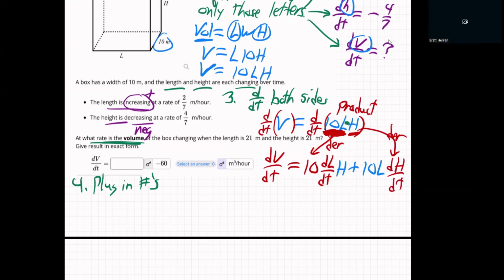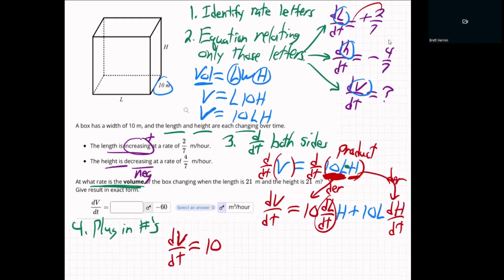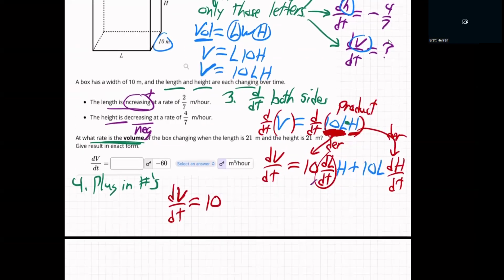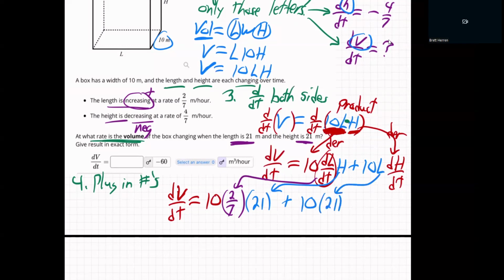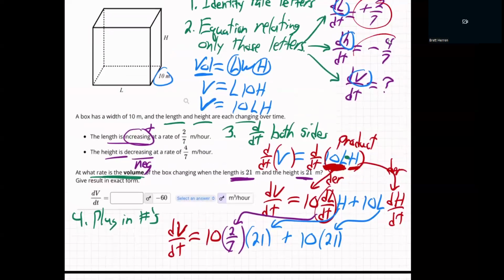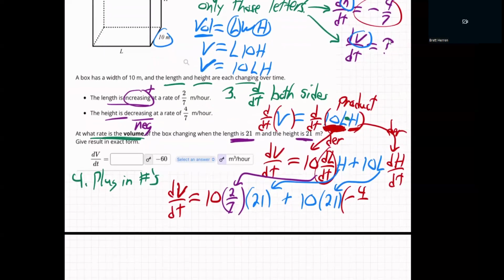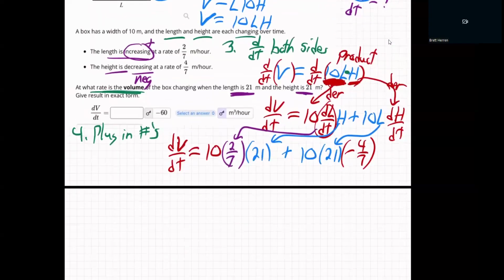So let's do it. We've got dV/dt equals 10. Now what's dL/dt? Well, we got it right here. dL/dt is plus 2/7. So that's easy. Bring that over. And H, the length is 21 and the height is 21, so the H is 21, plus 10, and now the L, which is also 21. And then dH/dt, what's dH/dt? It says it right here, minus 4/7. So there we go. We just got to work that out.